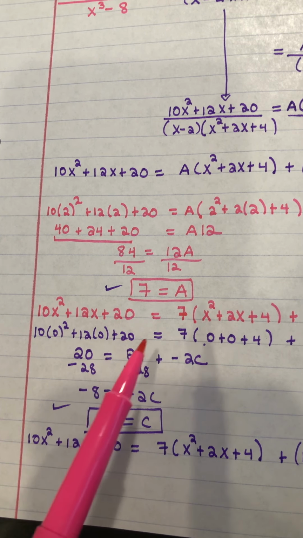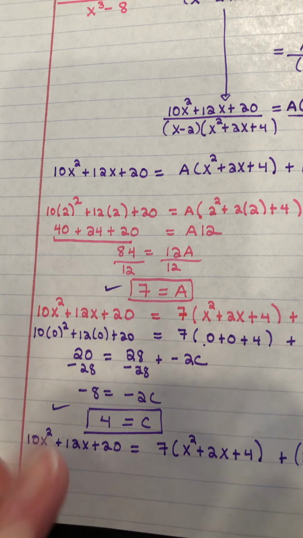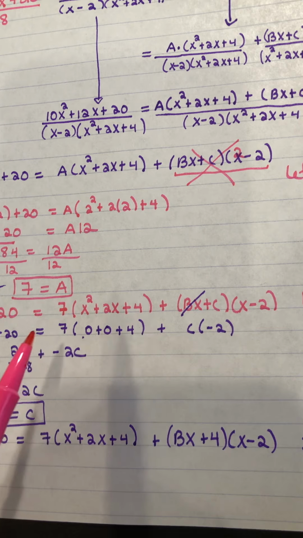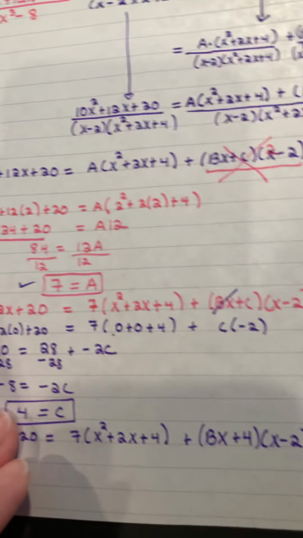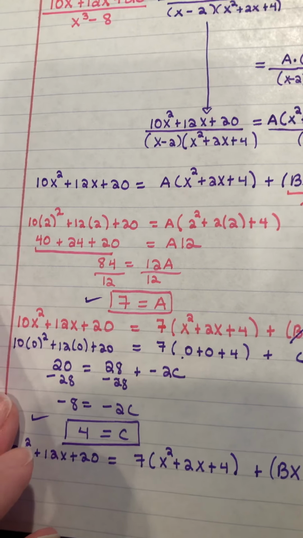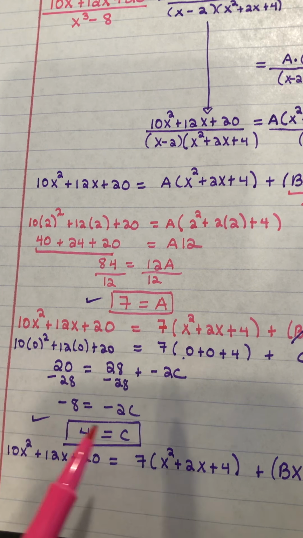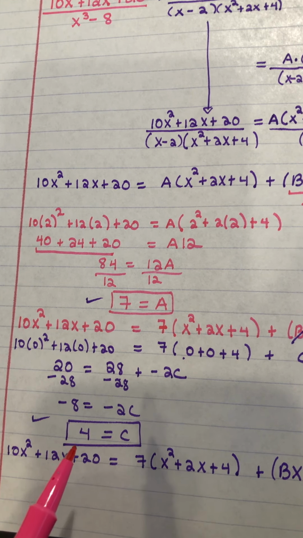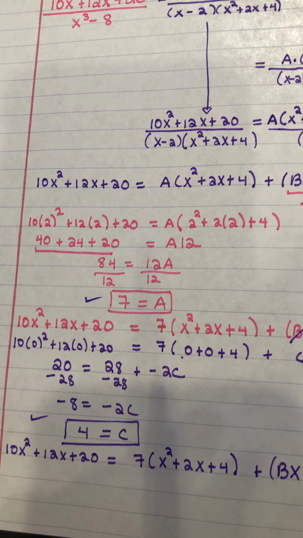Okay, keeping a is 7, that's still the case, right? X is 0. And now you're going to solve for c. Okay, this is going to be 28 minus 2c equals 20 on the right, or sorry, on the left. And then I'm going to subtract 28, divide by -2 to get that 4 equals c. So I now have a and c, and I just need b.